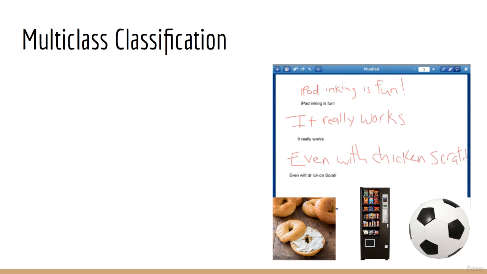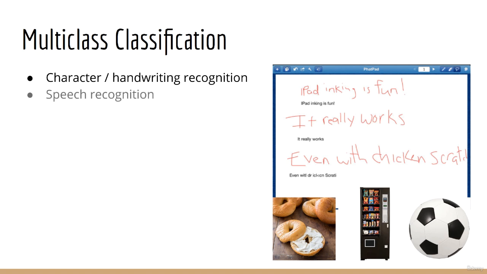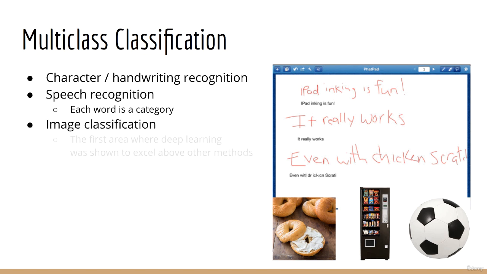Let's think of some examples. One example is optical character recognition or handwriting recognition. If we want to recognize alphanumeric characters, then there are at least 36 possibilities, 10 digits and 26 letters. What about speech recognition? If we want to recognize words, then each word counts as a separate category. Image classification is another one, and for a long time, this was the standard benchmark, which proved that deep learning worked better than other machine learning models.